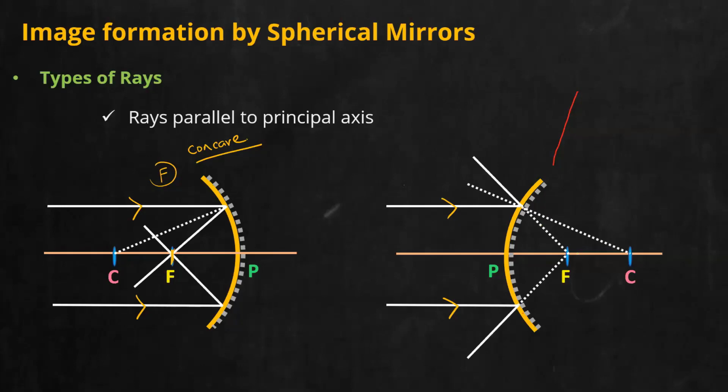Get it clear? First type of rays are rays parallel to principal axis. On a concave mirror, the rays will strike and pass through the focus. Whereas on a convex mirror, the rays will strike and they will diverge with respect to the focus. That means these reflected rays appear to come from the focus. That is the idea. Now, here also answer this question. Is the law of reflection applicable here? We know there are laws of reflection. Are the laws of reflection applicable in these two diagrams? Yes or no? Answer it first.